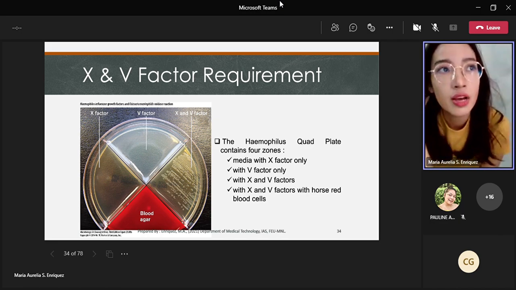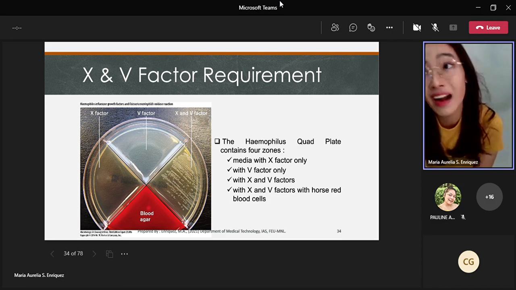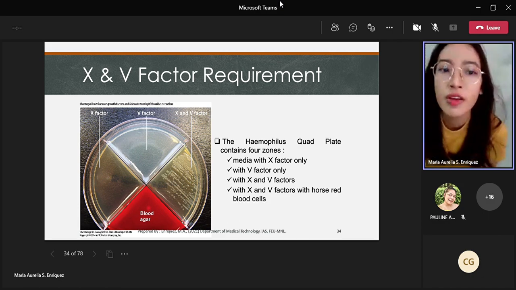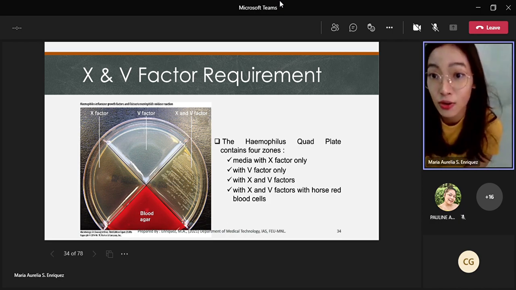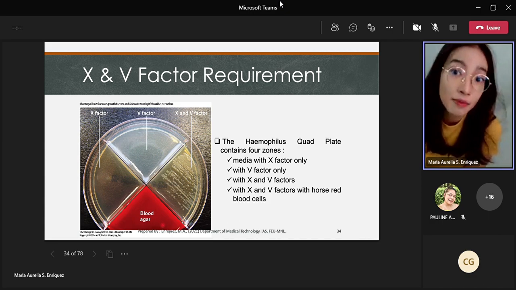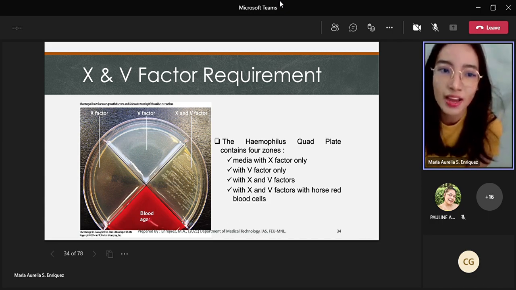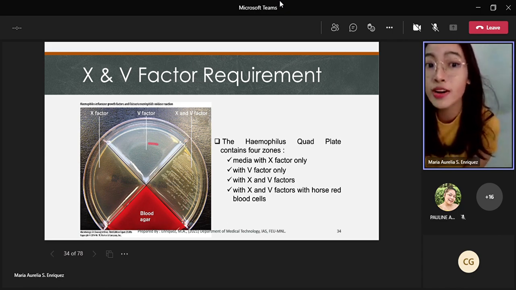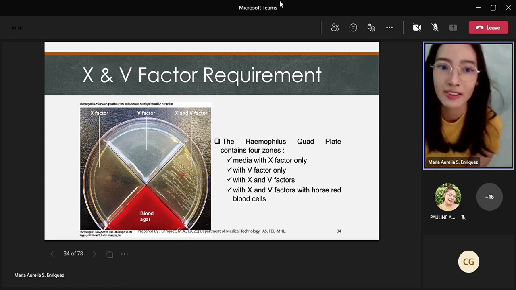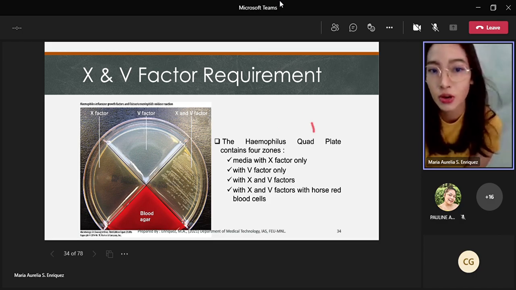So, example, Haemophilus parahemolyticus po yung isolate nyo. So, if nag-produce siya ng growth and hemolysis dito sa area na to, then dapat po maisip nyo na most likely Haemophilus parahemolyticus yung isolate nyo. So, it's like a 4-in-1. You can observe 4 different things in one plate. So, ayan po, yung Haemophilus quad plate.